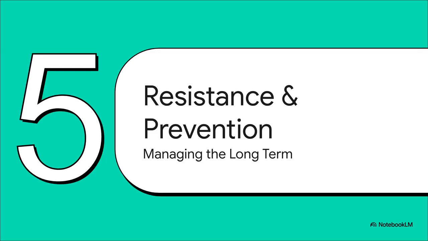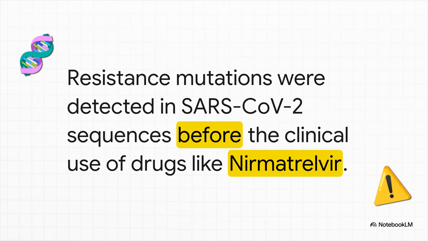Okay, moving on to Section 5, let's talk about the long game, managing the threat of resistance and the absolute fundamentals of prevention. This is a really sobering thought. It turns out that some of the key mutations that can cause resistance to drugs like nirmatrelvir were already floating around in the SARS-CoV-2 population before we even started using the drug widely. This means the virus didn't have to invent resistance from scratch. The potential was already there.